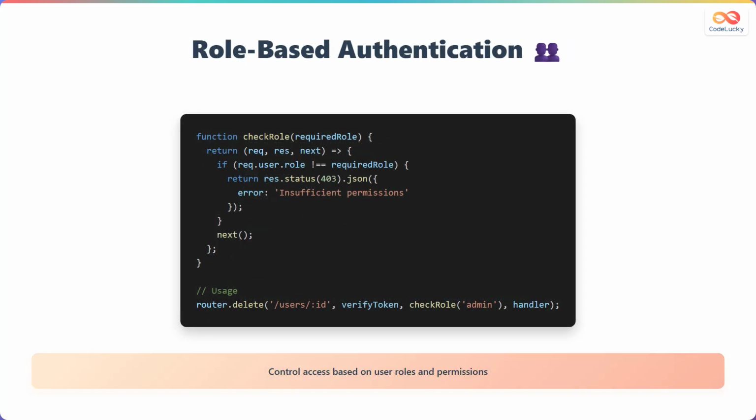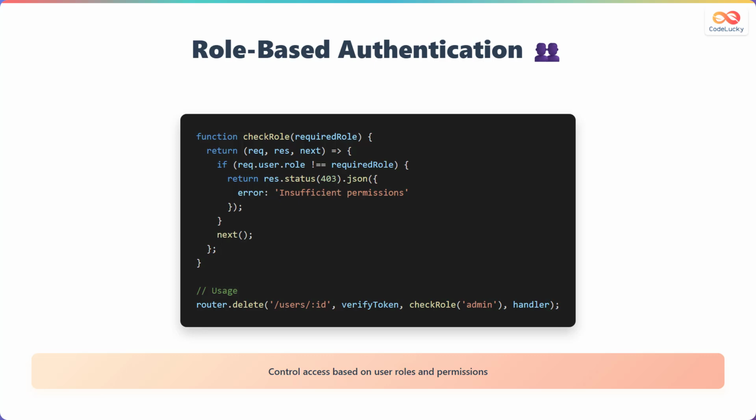Role-based authentication controls access based on user roles and permissions. The checkRole function takes a required role as an argument and returns a middleware function. This middleware function checks if the user's role matches the required role. If the user does not have the required role, we return a 403 status code, indicating forbidden access, along with an insufficient permissions error message.